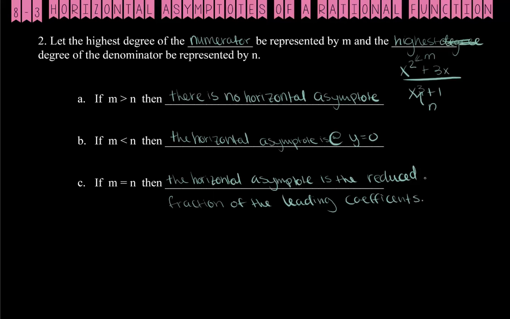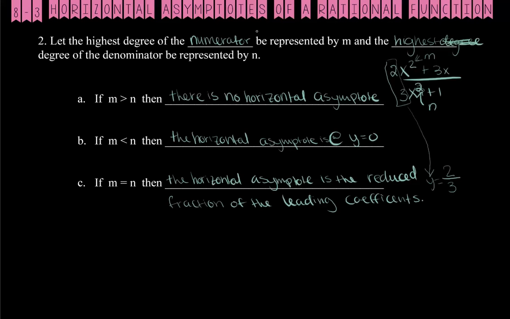So that means, if this was like 2x squared and this was 3x squared, we would take the coefficients here and do 2/3, or y equals 2/3 would be our horizontal asymptote. So you just take the coefficients in front of the leading term, because it's the coefficient on the highest term, and you would simplify it if you can, and that would be your horizontal asymptote.